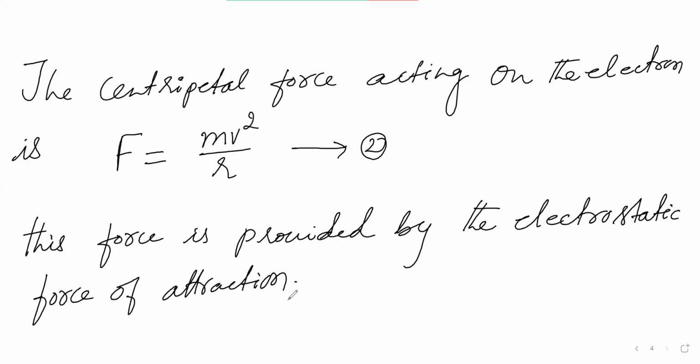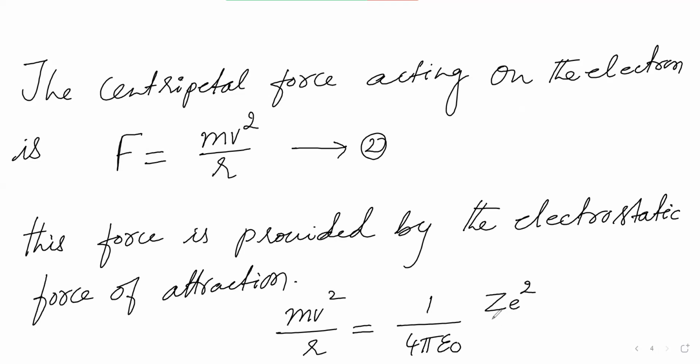So both are the forces, similar to each other. So I can take it as mv square divided by r equals 1 divided by 4 pi epsilon naught Ze square divided by r square. We'll call it as equation number 3.